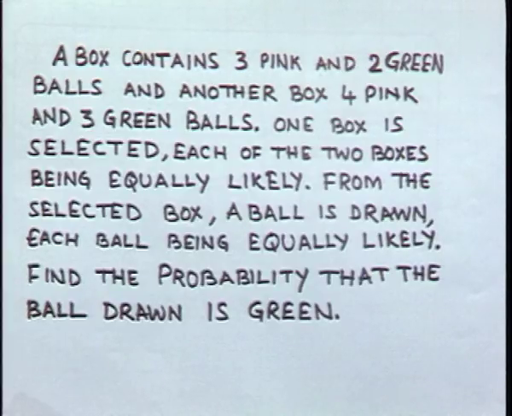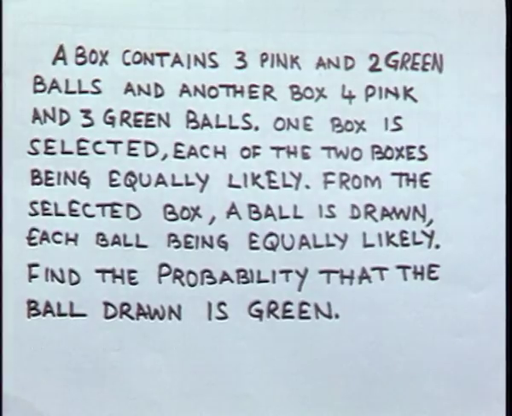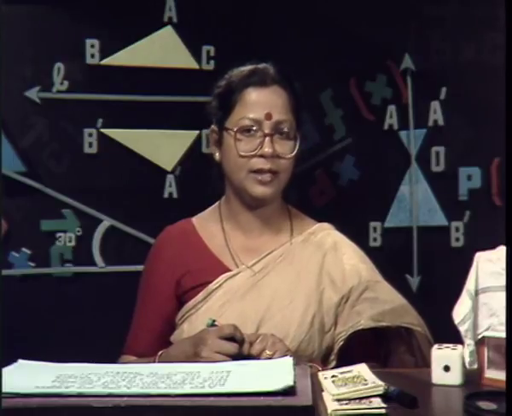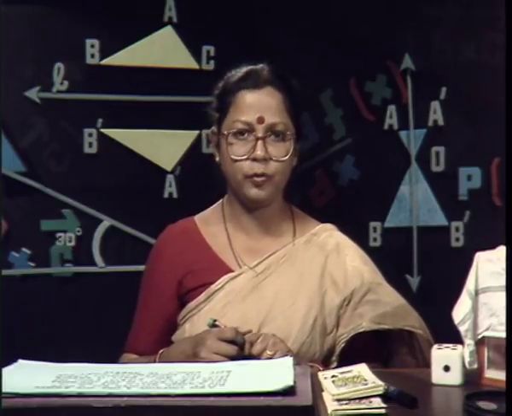One box is selected, each of the two boxes being equally likely. From the selected box, a ball is drawn, each ball being equally likely. Find the probability that the ball drawn is green. Now, the event ball drawn is green from one of the selected boxes may occur in two ways.